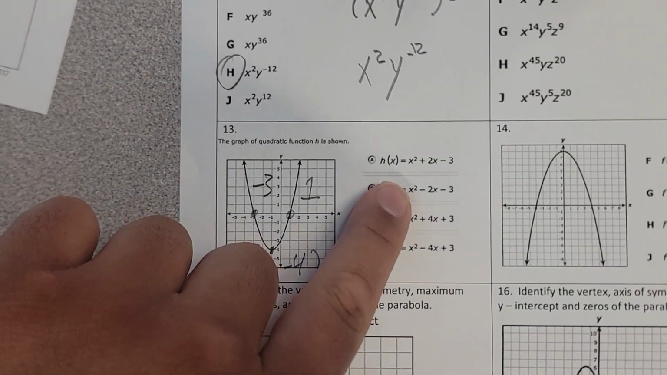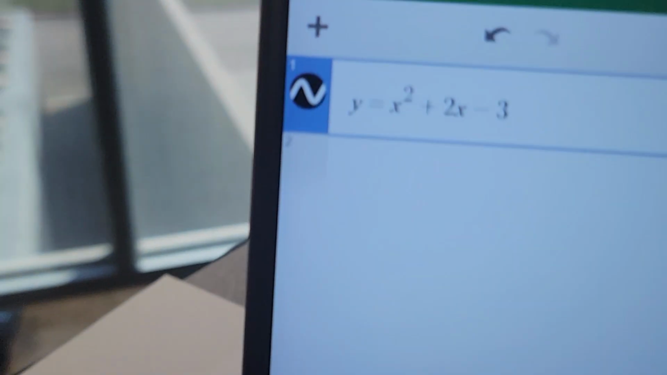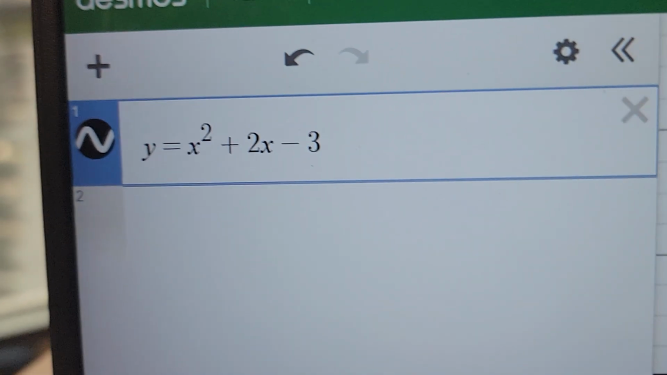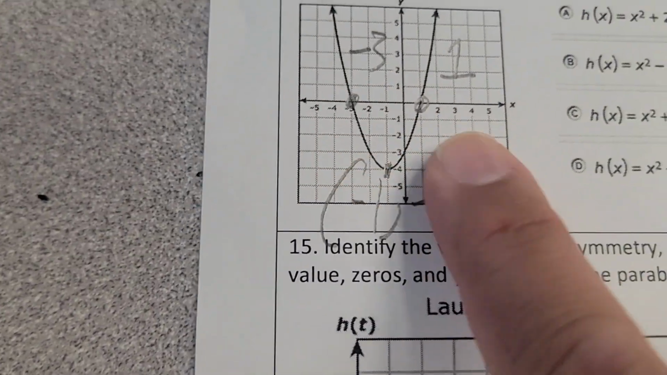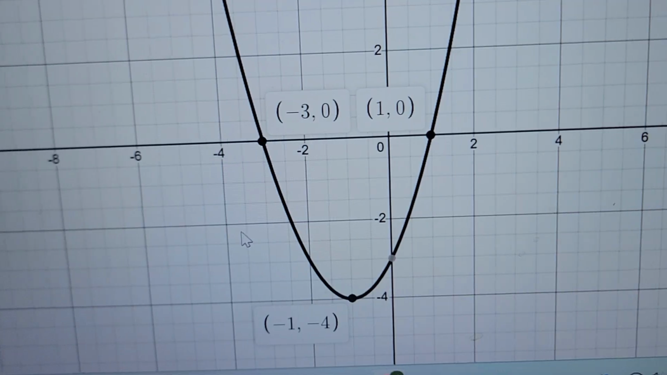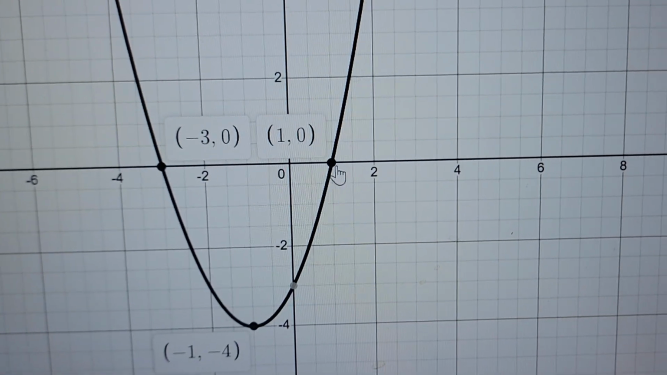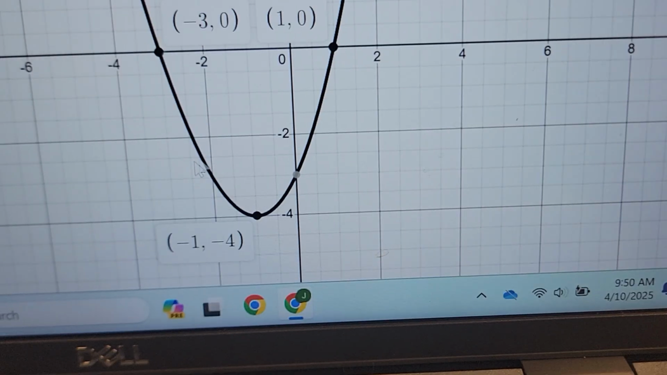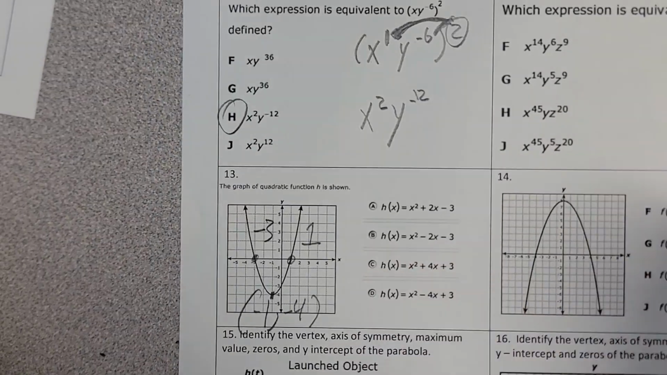So let me show you. Okay, so I typed in the first one. Y equals x squared plus 2x minus 3. The same way I see it here. And do I have all these points? So I have negative 3. That's good. Positive 1. That's good. And then this one is negative 1, negative 4. So that matches all of my points. So my answer is A.